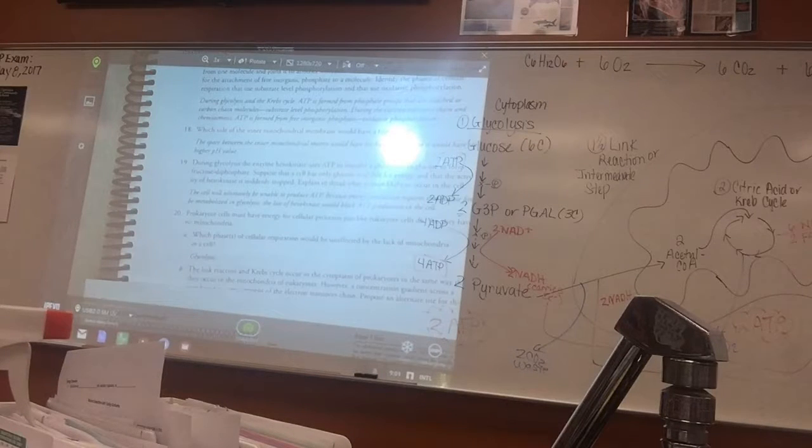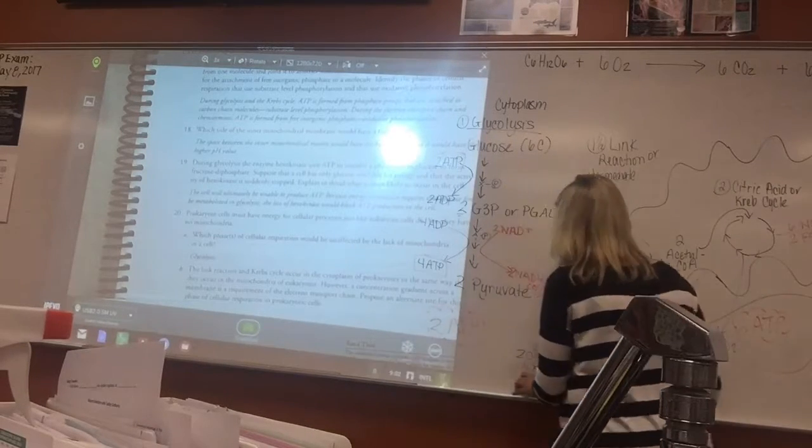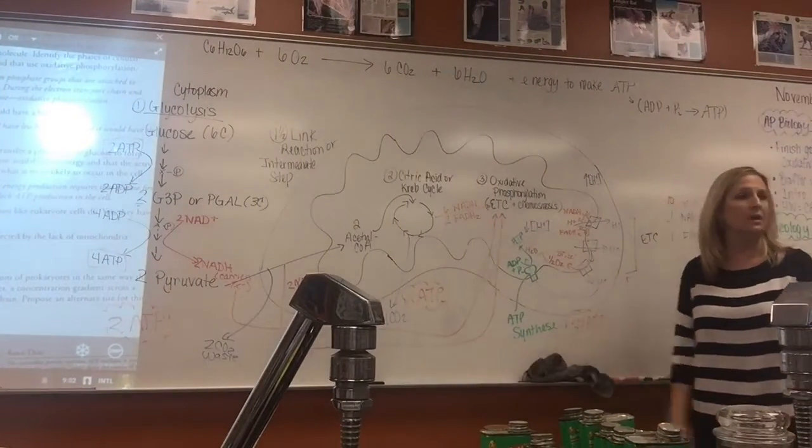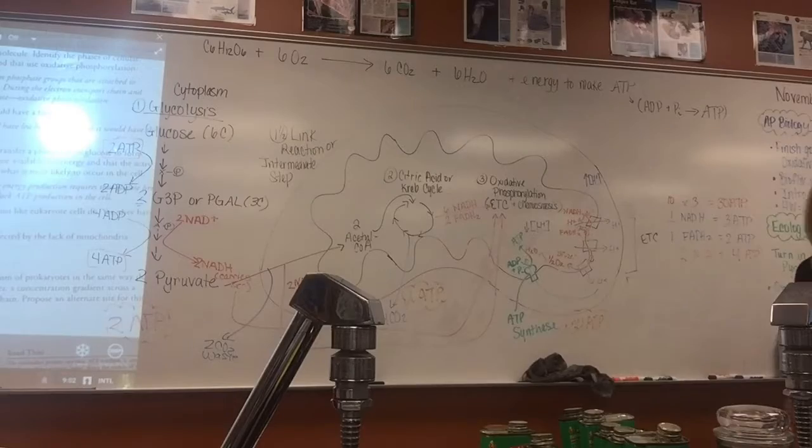Then B tells you that the link reaction and Krebs cycle occur in the cytoplasm of the prokaryotic cells, but you need a concentration gradient across the membrane, just like we have in the mitochondria, so that ATP can be made as the H pluses diffuse through. What happens, do you think, with prokaryotic cells? Anybody have an idea, a hypothesis about what happens with prokaryotic cells with this?